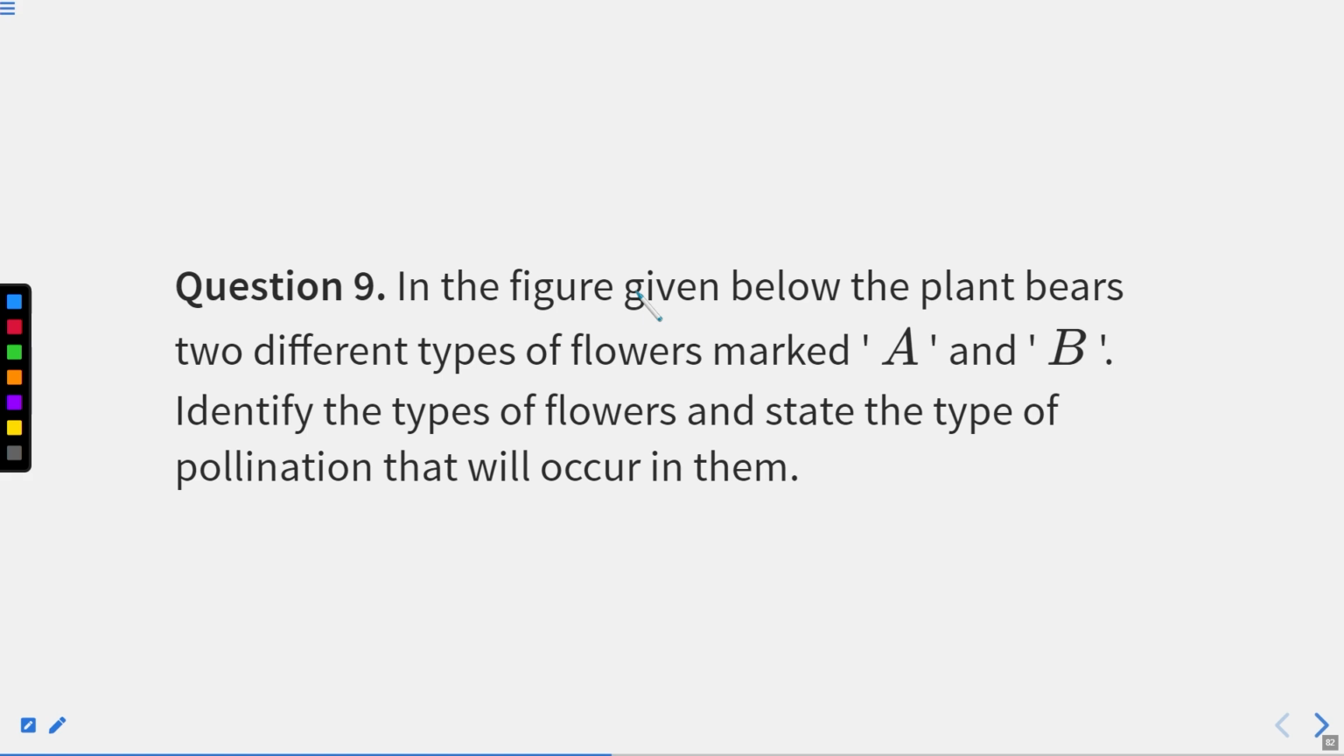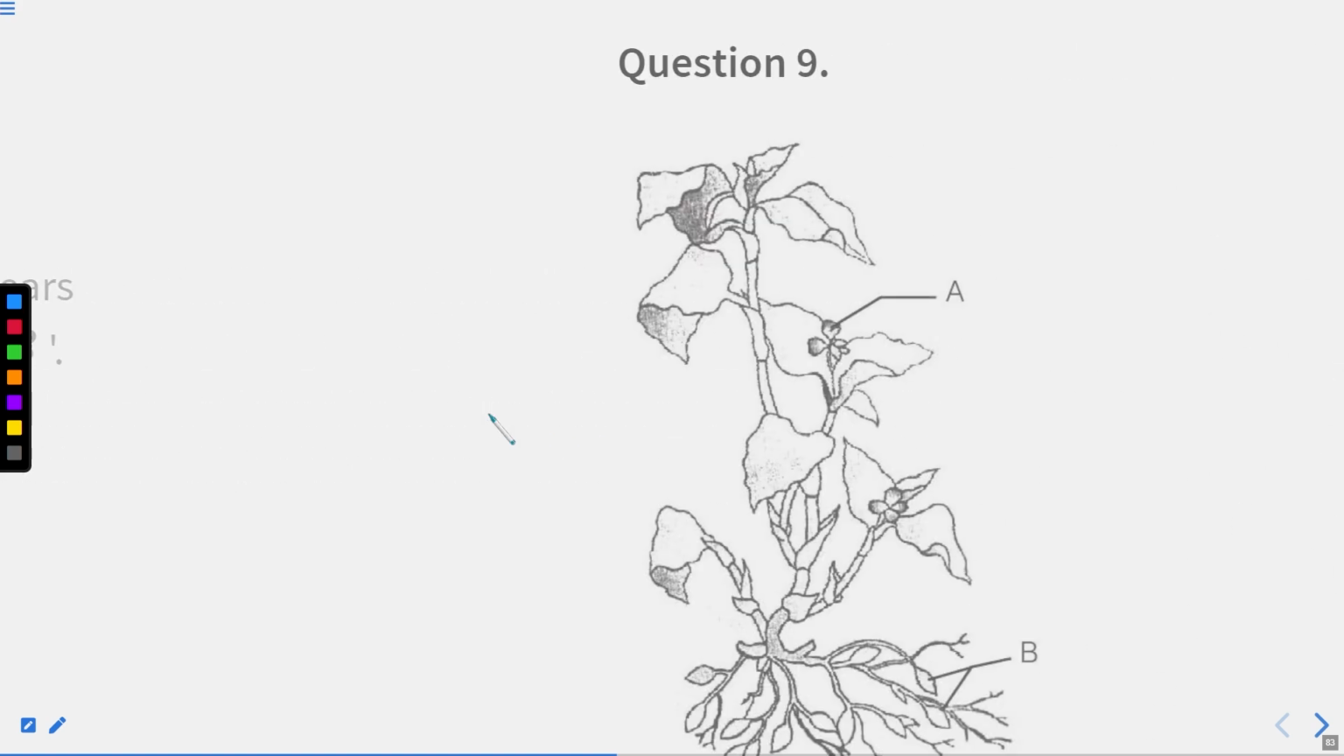Now question number 9. In the figure given below, the plant bears 2 types of flowers, marked as A and B. You have to identify the types of flowers and state the type of pollination that occurs in them. A figure will be given to you. In that figure, A and B are given. You have to mention which kind of flowers those are, and then mention which type of pollination occurs in these flowers.